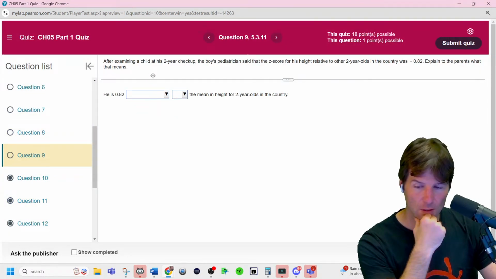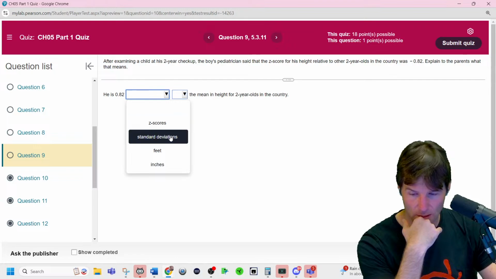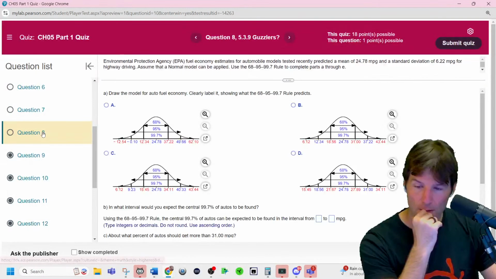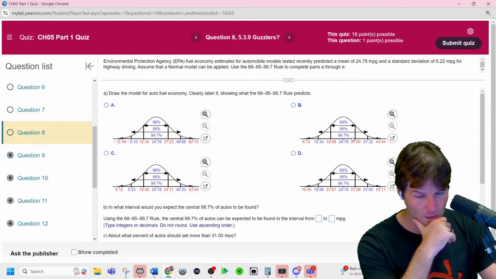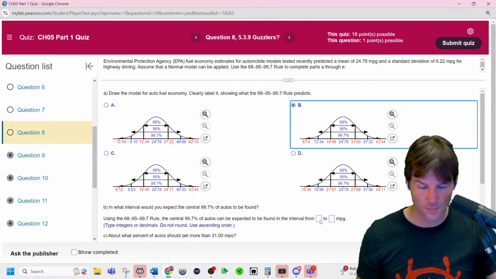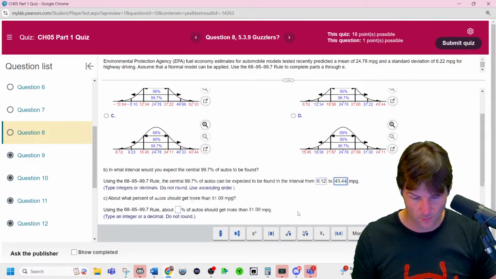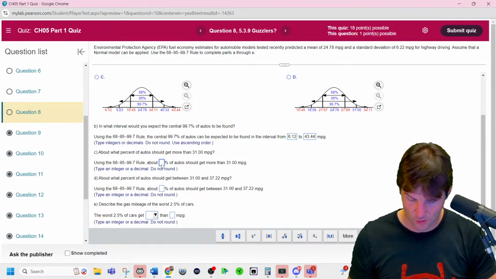After examining a child in its 2-year checkup, the boy's pediatrician said the z-score for the child was at this, so they're below average. He is this many standard deviations below the mean. That's what it means to be a z-score. Normal curve, mean, standard deviation, they all have the same mean. 68, 95 is all correct, so it's the standard deviation. So it looks like this one right here. Middle 99.7 is 6.12 to 43.44. And then above 31 is a z-score of 2, so that's 2.5.